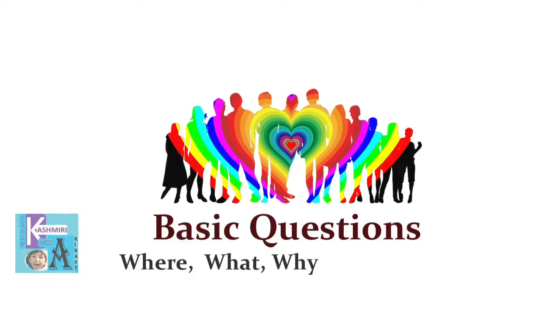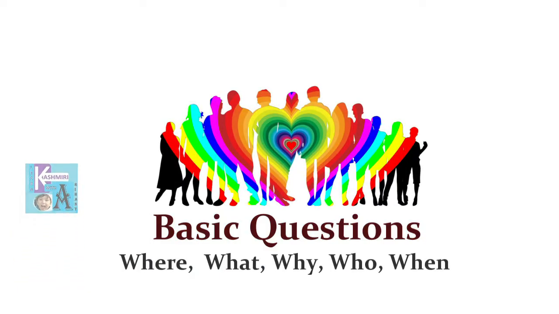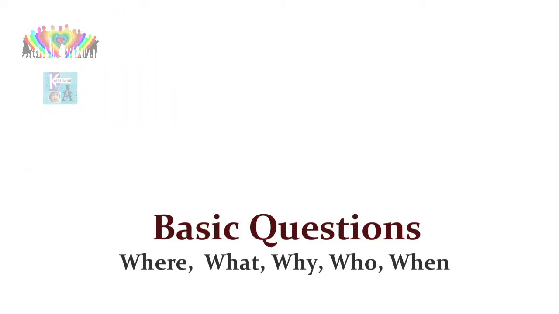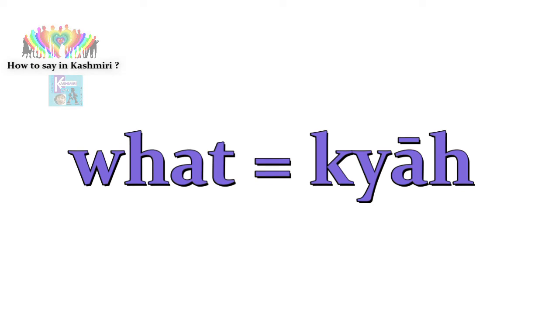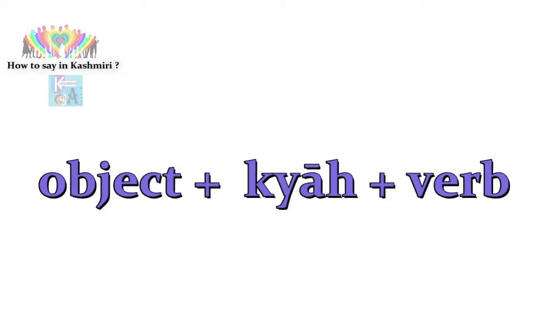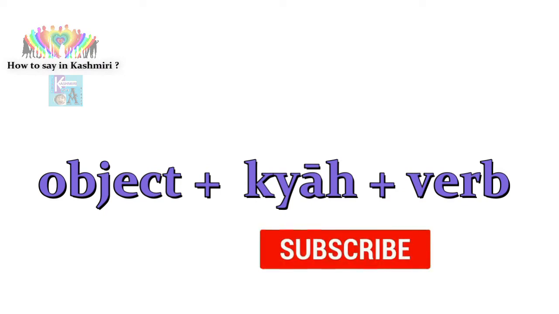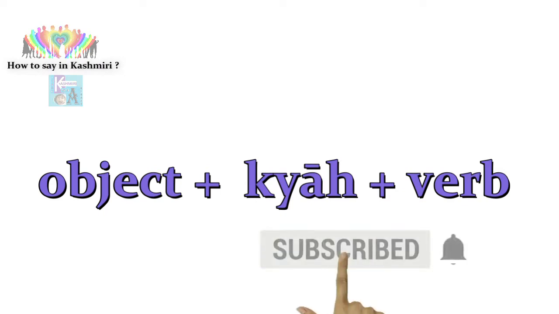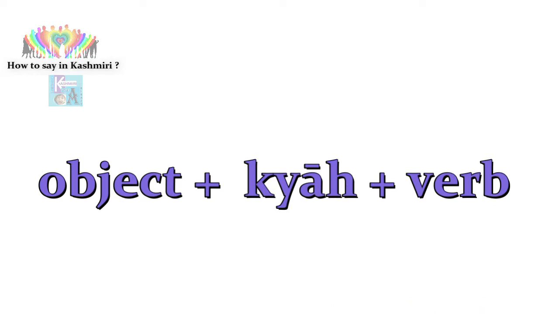In this video, we'll focus on specific questions that begin or end with what. What in Kashmiri is kya? Kya? The formula seems to be the same as for where questions. You need an object and then you say what, which is kya, and follow it up with the verb if needed. Let's take some examples.